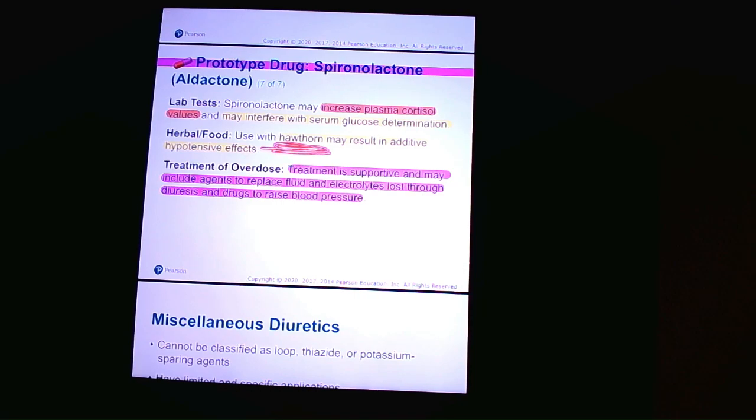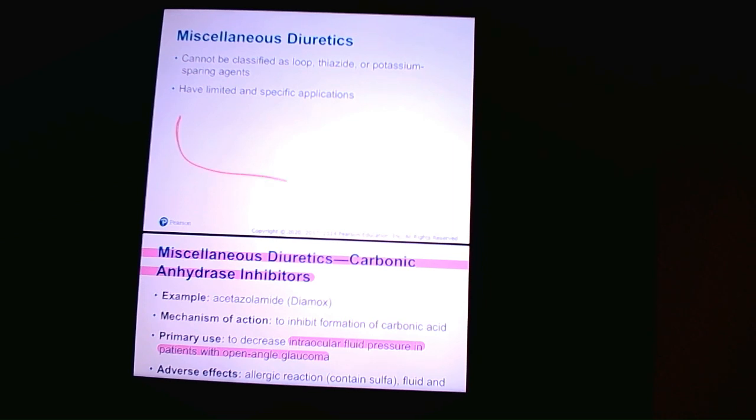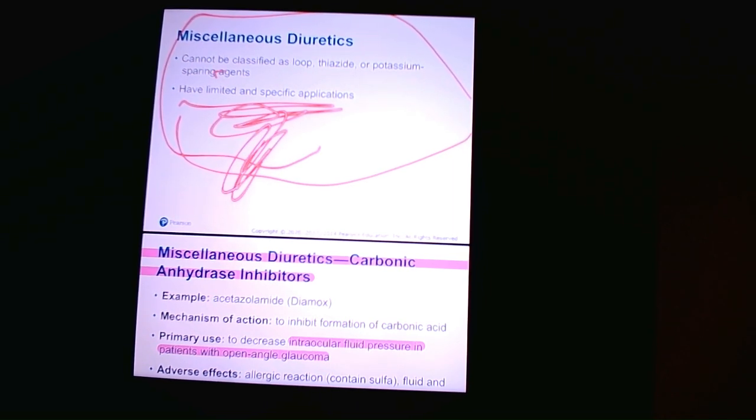There's Hawthorne again, right? Hypotensive Hawthorne. There we go. That's going to be the saying we use. Overdose treatment: fluid and electrolytes. That's it, right? These are miscellaneous. They have very specific and limited applications. They're not classified as the ones we talked about.